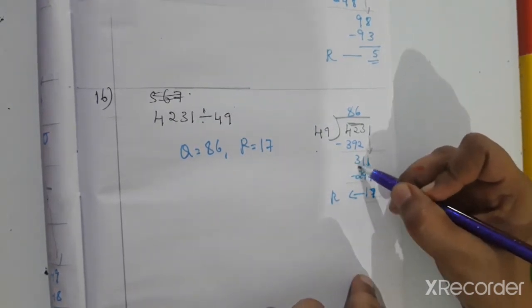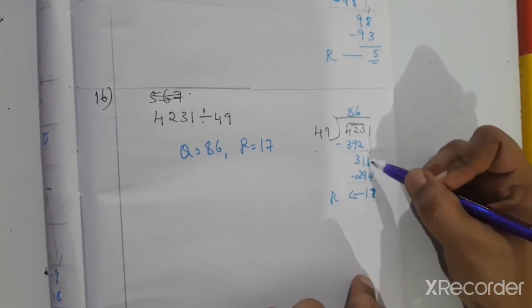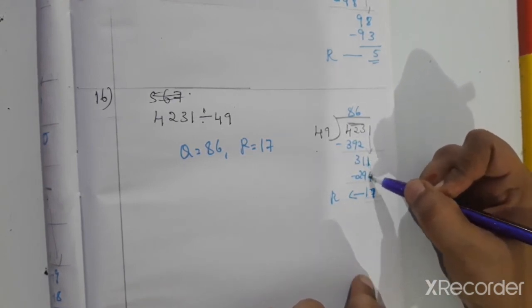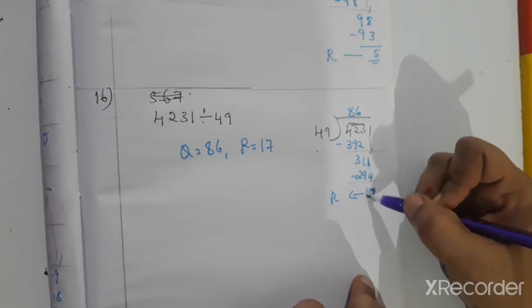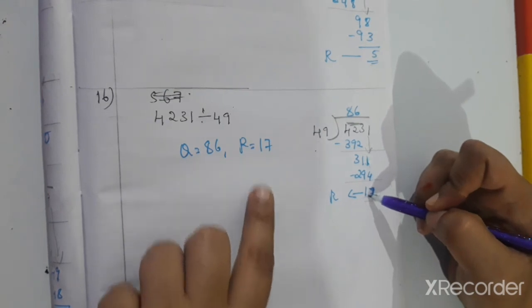Bring one number down, that is 311 now. 49 sixes are 294, that is nearer to 311. Now subtract the value. After subtraction, remainder is 17. Quotient is 86. Remainder is 17.